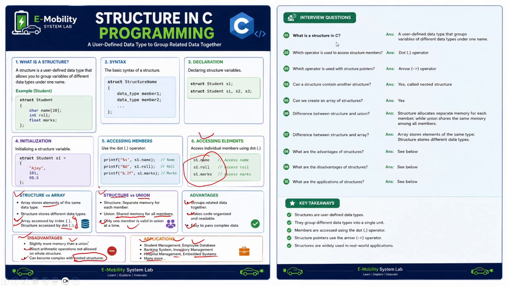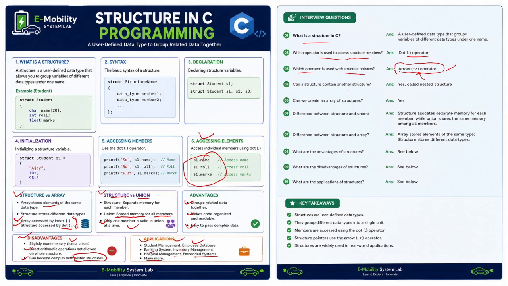On the right side, you are able to see some interview questions. So guys, practice these questions. You can note them down in your notebook. First question: what is a structure? Which operator is used to access a structure member? That is the dot operator. And which operator is used with a structure pointer? We will see how we can use a pointer with the structure, and with the help of the pointer we can also access the elements of the structure.